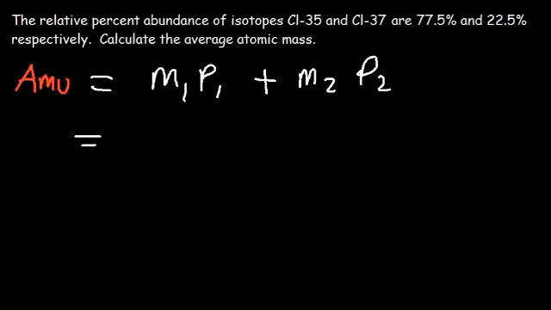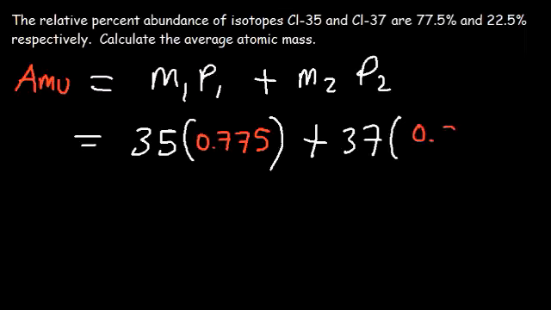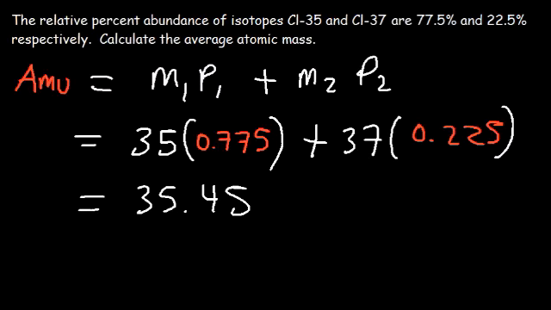So the mass of the first isotope is about 35, and 77.5% as a decimal is 0.775. Basically, you just need to take 77.5 and divide it by 100. Now, the second isotope has a mass of 37, and the percentage is 0.225. So if you type this in your calculator, you should get 35.45, which is the average atomic mass that is found on a periodic table for chlorine.